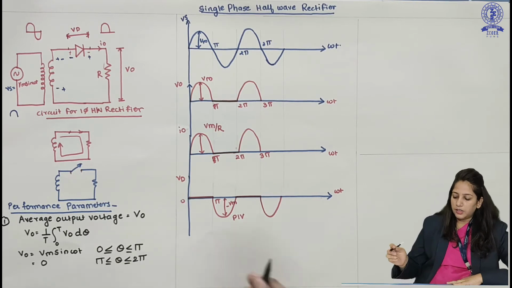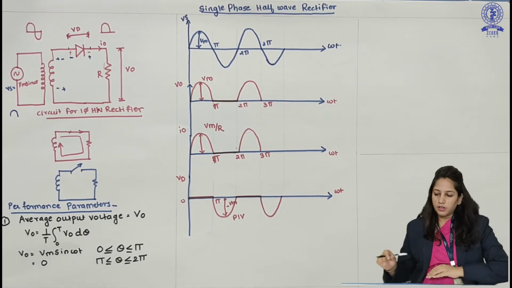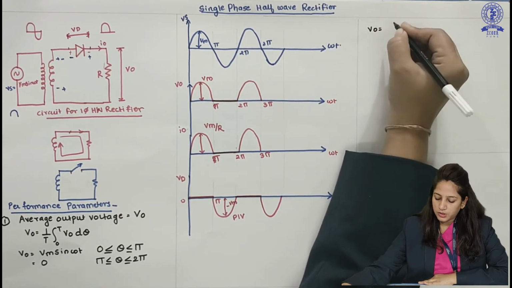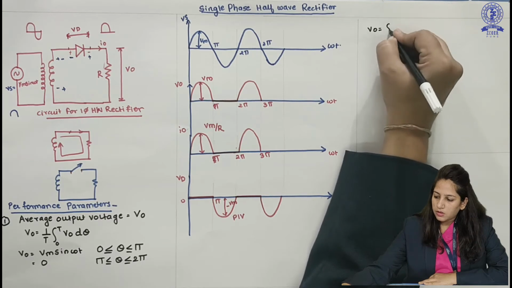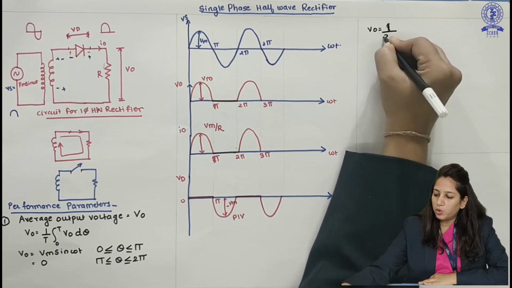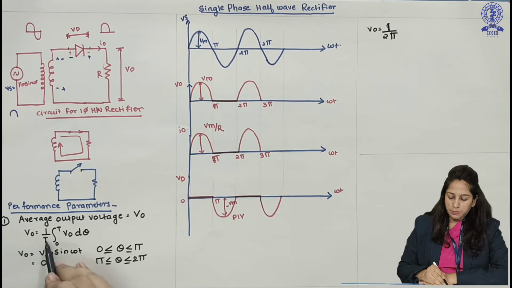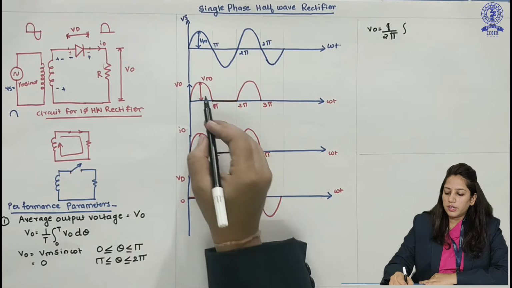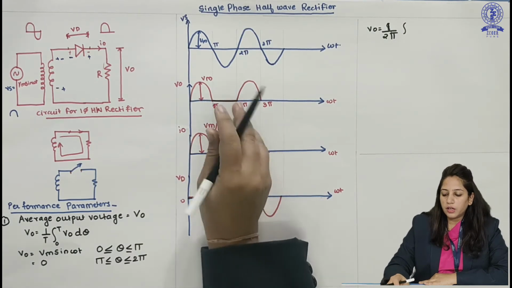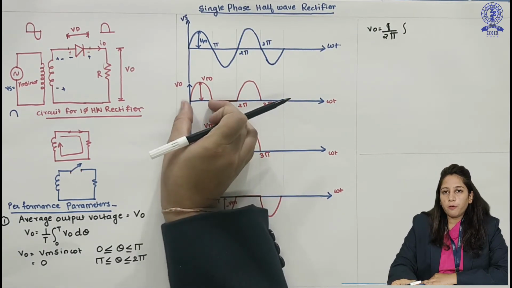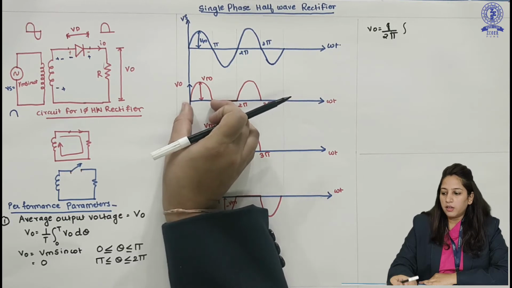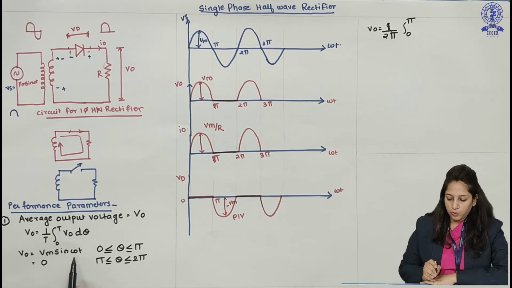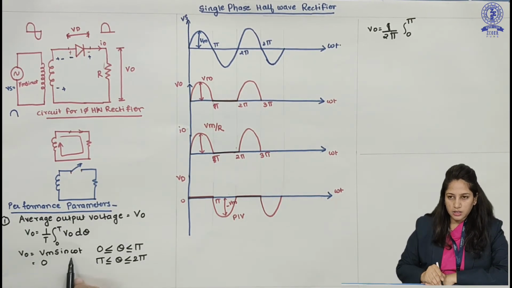So finally, here I will write down V0, the average output voltage, will be equal to 1 divided by 2 pi, because here the time period I have considered is 2 pi, with integration from 0 to 2 pi. But here the output voltage is only for the half cycle, that is from 0 to pi, so I will consider 0 to pi, where I am getting an output voltage V0 equal to Vm sin omega t.